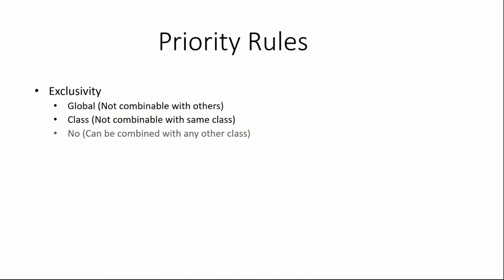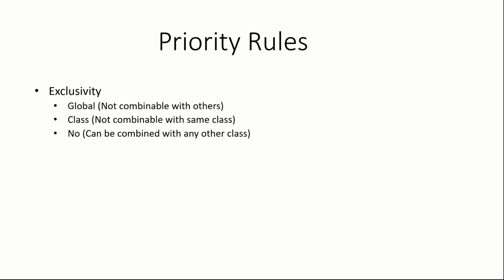Now, exclusivity can take three different values: global, class, and none. Global exclusivity means that the promotion will not be combinable with any other promotion. For instance, if the cart is eligible for all product, order, and shipping level promotions, the product level promotion is something which gets applied first. And let's say this product level promotion has an exclusivity of global, that means we will not be able to apply any kind of product, order, or shipping promotion once a single product level promotion is applicable and applied on the cart.